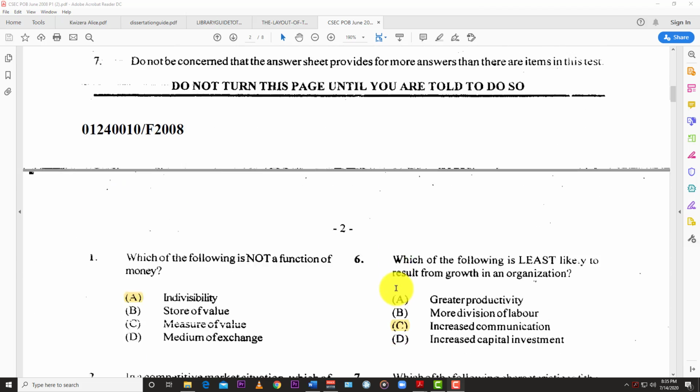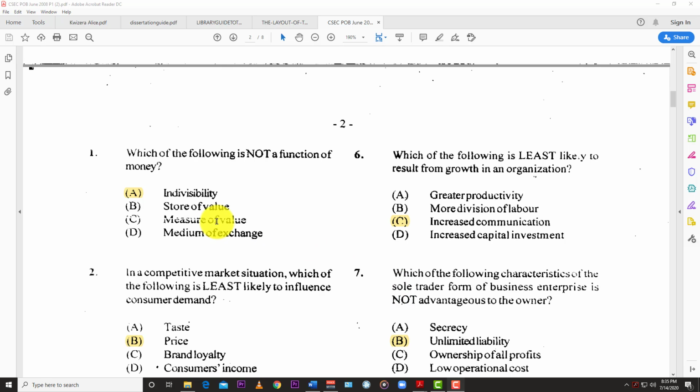Question 1 asks us which of the following is not a function of money, and the answer here is A, indivisibility. Storage of value is a function of money. Medium of exchange is a function of money, and a measure of value is a function of money. The fact is, indivisibility is neither a function nor a characteristic. If you're looking at characteristic, it would have been divisibility, which means money can be divided into smaller pieces. But indivisibility, that's not really a function of money.